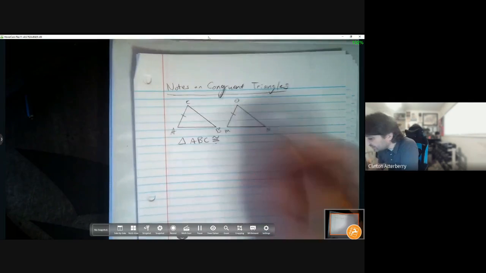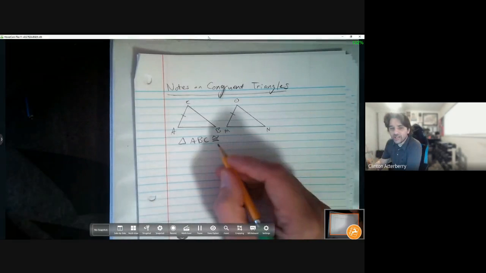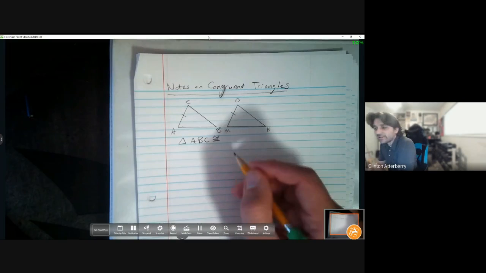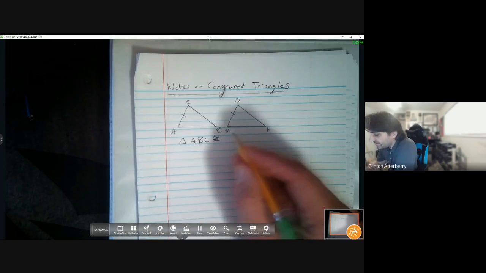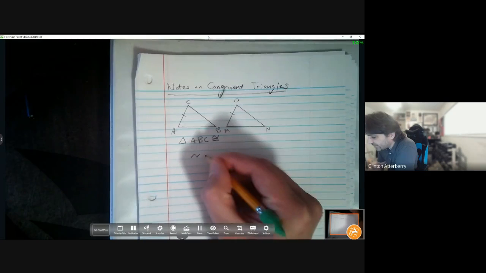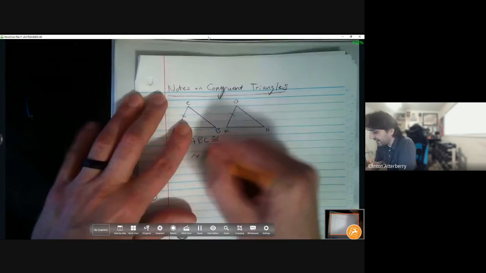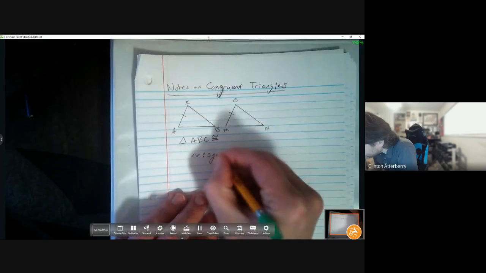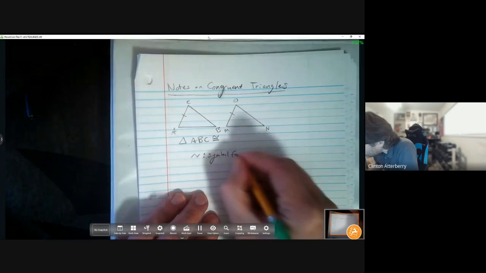The congruent symbol is an equal sign with a little squiggle mark on top. That little squiggle mark, when it's by itself, means that two things are similar. This is the equal sign, and this is the symbol for similar.